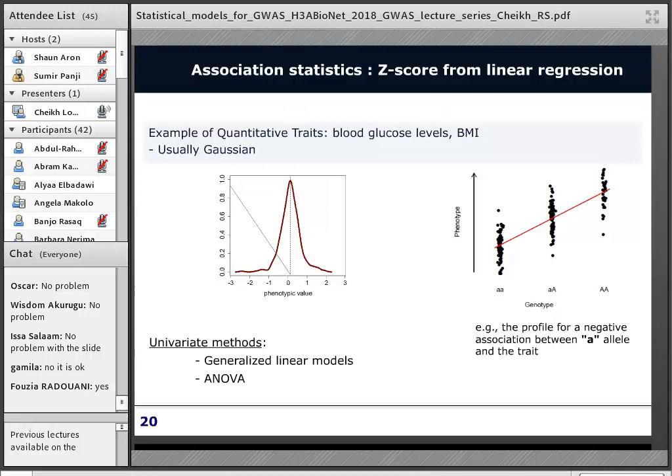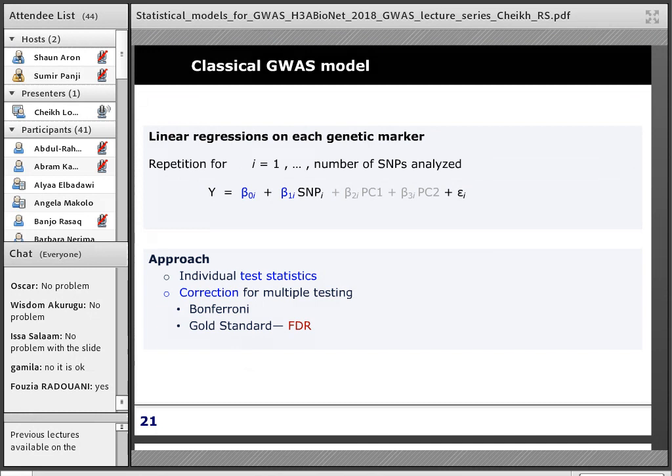And here you can see this is the profile of a negative association between the minor allele and the trait. So here, clearly you can see that if you have this kind of trend, you have association. If there is a significant departure from the red line to the horizontal line, you have association. And here the minor allele is decreasing the phenotype. So you can also test it by ANOVA to see the association.